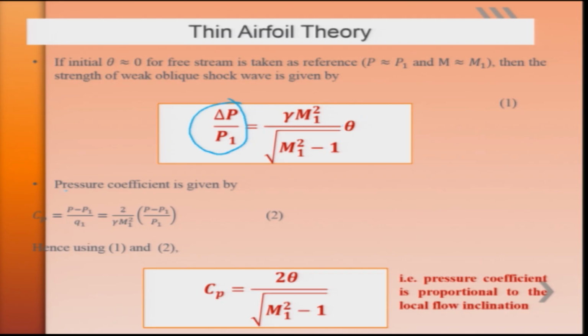Now, using the pressure coefficient definition, we can write (P minus P1) upon Q1 is equal to 2 by gamma M1 square into (P minus P1) upon P1. That means if we take equation 1 and equation 2, that is the definition of Cp, we can write down Cp in terms of theta as Cp is equal to 2 theta upon square root of M1 square minus 1. That is, the pressure coefficient is proportional to the local flow inclination at any point on the airfoil section.